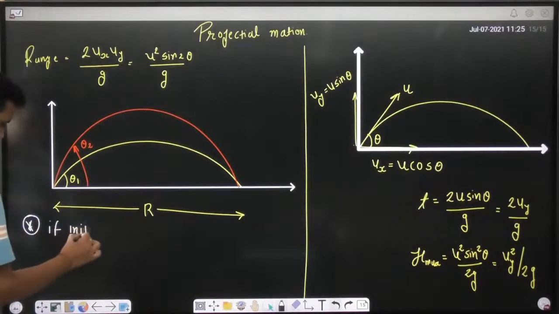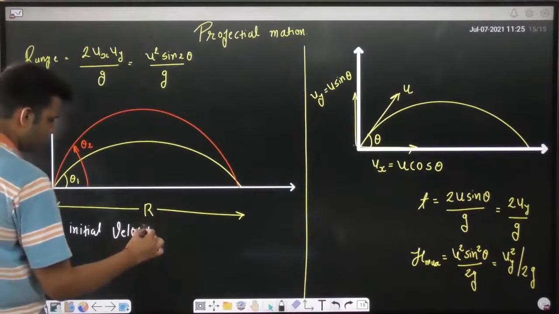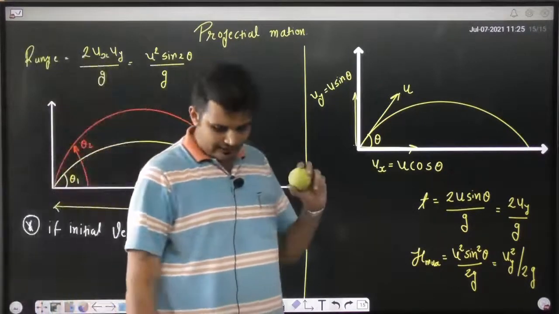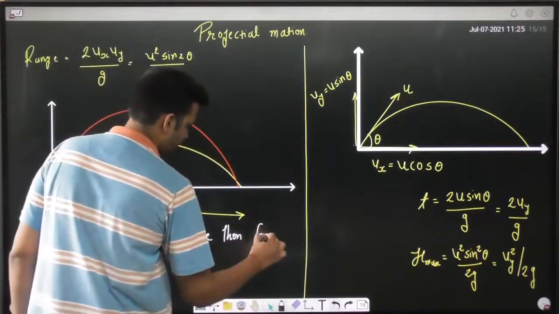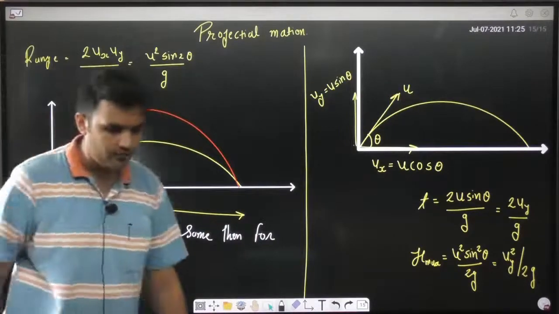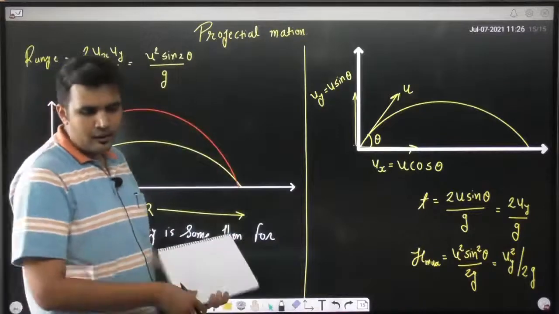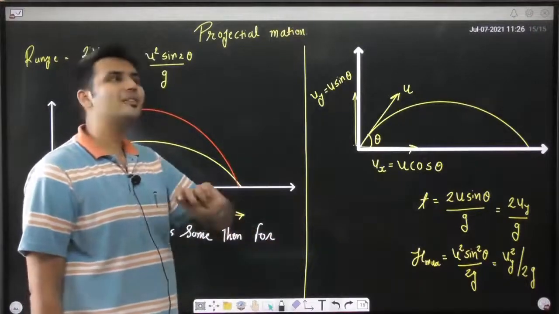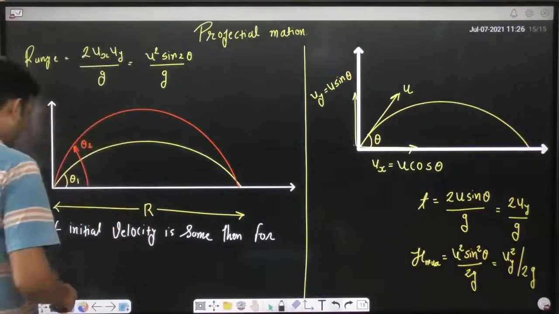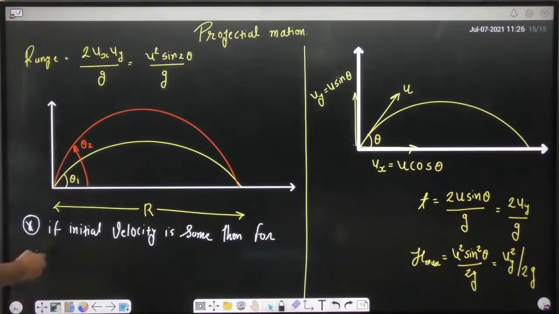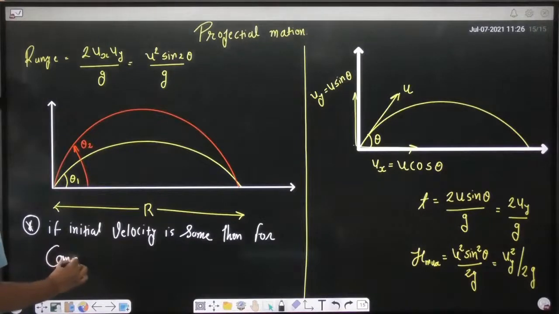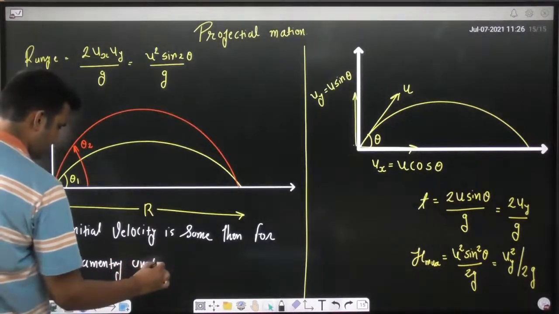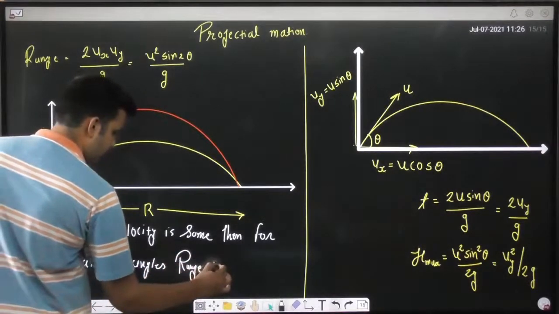If the initial velocity is the same, then if your initial velocity u is same, then for complementary angles, yes, 45 degree, yes 45 degree range is maximum. θ1 should be different than θ2. See, so if initial velocity is same, then for complementary angles, range is same.